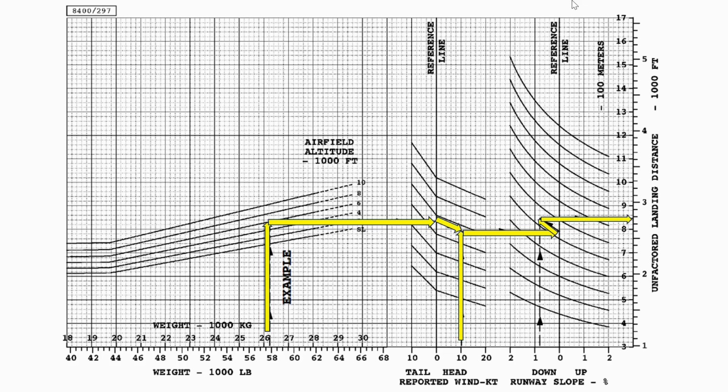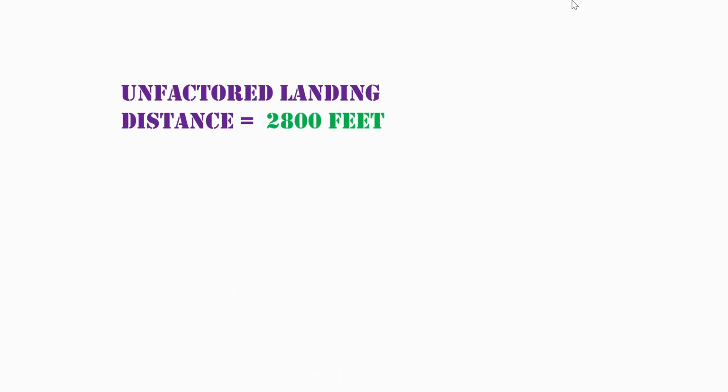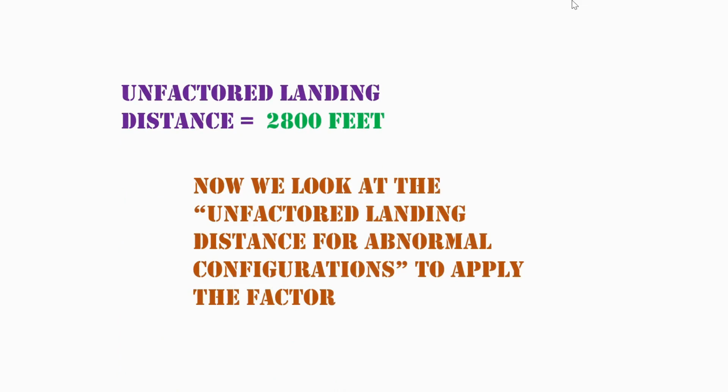Right, now, because we have a fault, a failure, we have to refer to something called the unfactored landing distance in abnormal configurations. Now let's look at that. So here we've said unfactored landing distance 2,800. Now we look at the unfactored landing distance for abnormal configurations to apply the factor. So let's see how that looks. Here's that graph again, which is in the QRH.